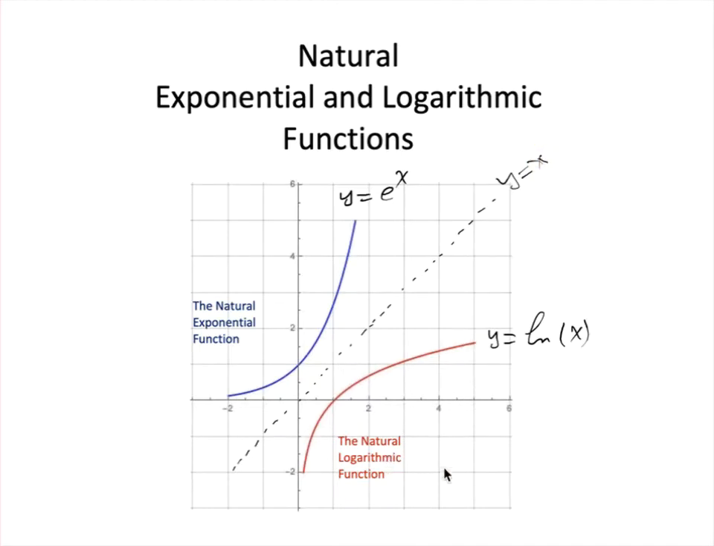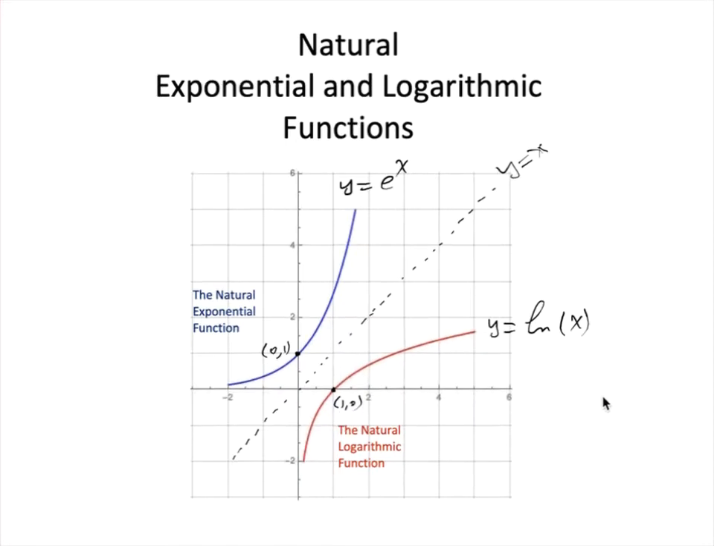And what we can notice, which is based on the meaning of inverse function, for example, this point is 0, 1. That's the y-intercept of the exponential function. If you switch the 0 and the 1, we get 1, 0, and that is the x-intercept of the natural log.